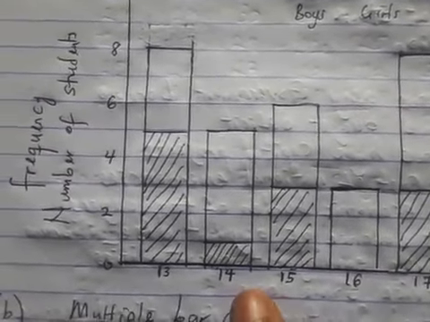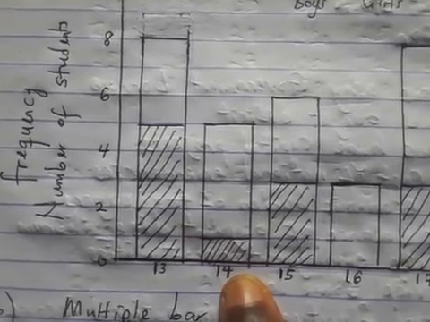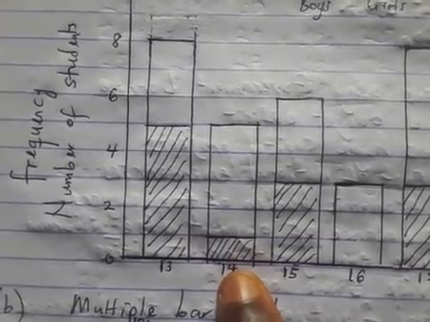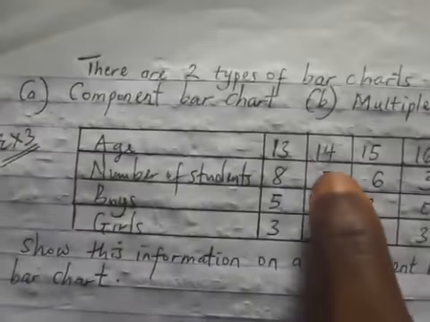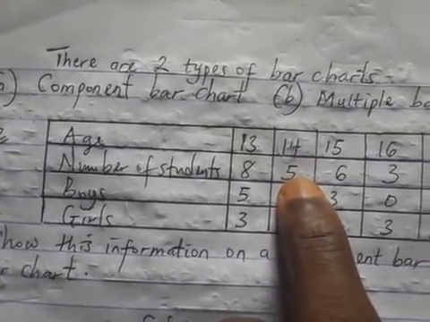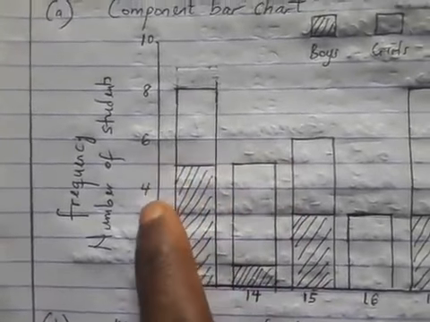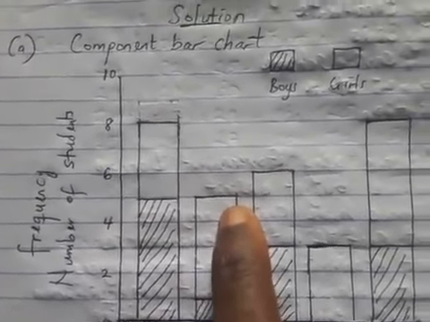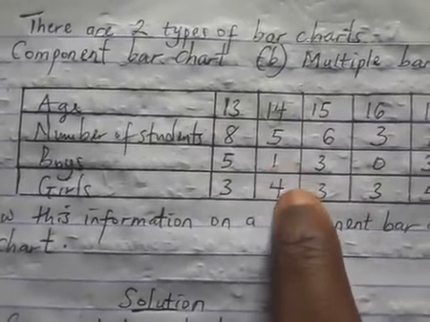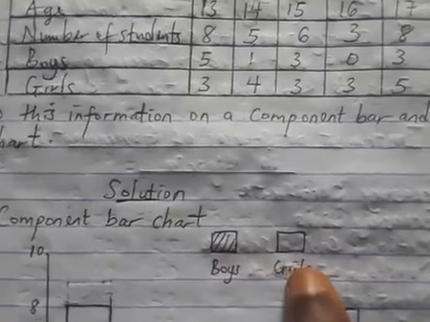The same applies for the second bar. How many students born in the month of June is 14 years of age? Going back to the question, how many students is 14 years old born in the month of June? 5. So your bar should be up to 5, in between 4 and 6. Now you ask yourself, how many boys and how many girls? 1 boy, 4 girls.